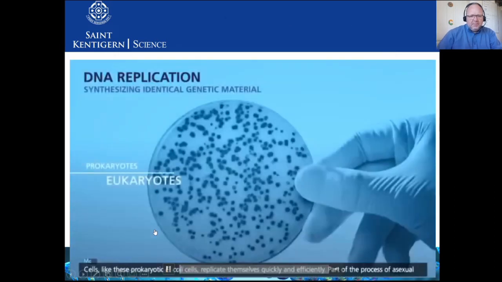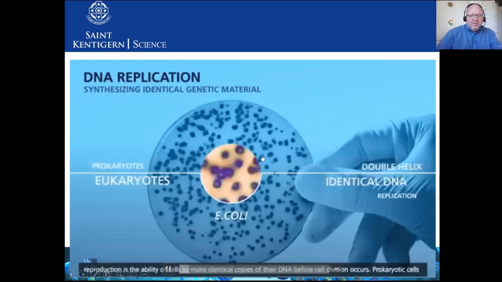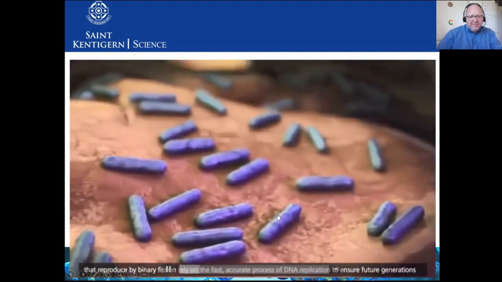Cells like these prokaryotic E. coli cells replicate themselves quickly and efficiently. That is part of the process of asexual reproduction. E. coli cells are bacteria that we actually find in our gut, and also the ability of cells to make identical copies of their DNA before cell division occurs. They grow and duplicate between 20 and 45 minutes.